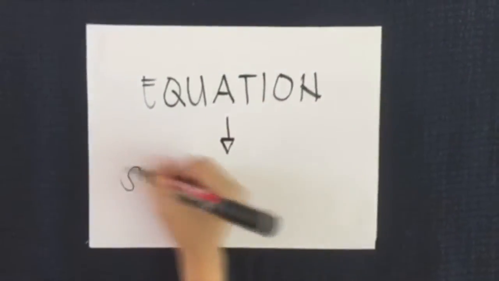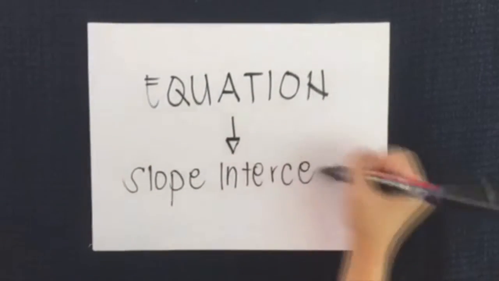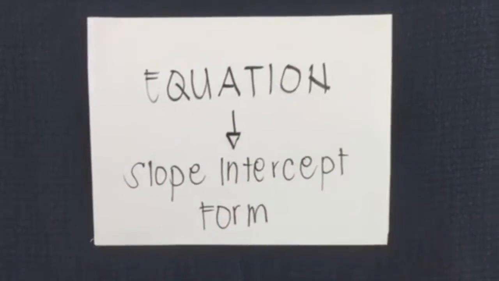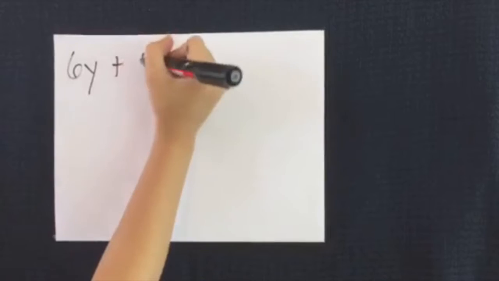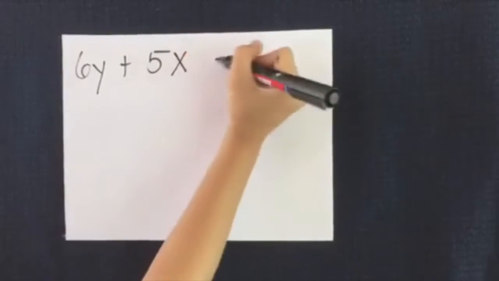Converting an equation to slope-intercept form. First, write down the equation. Let's say you're working with the equation 6y plus 5x equals 18.